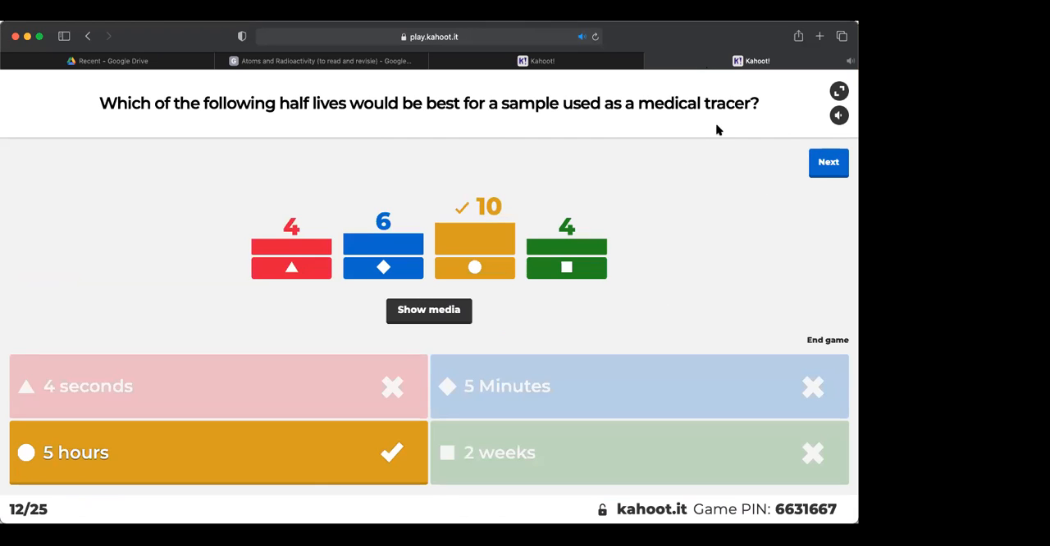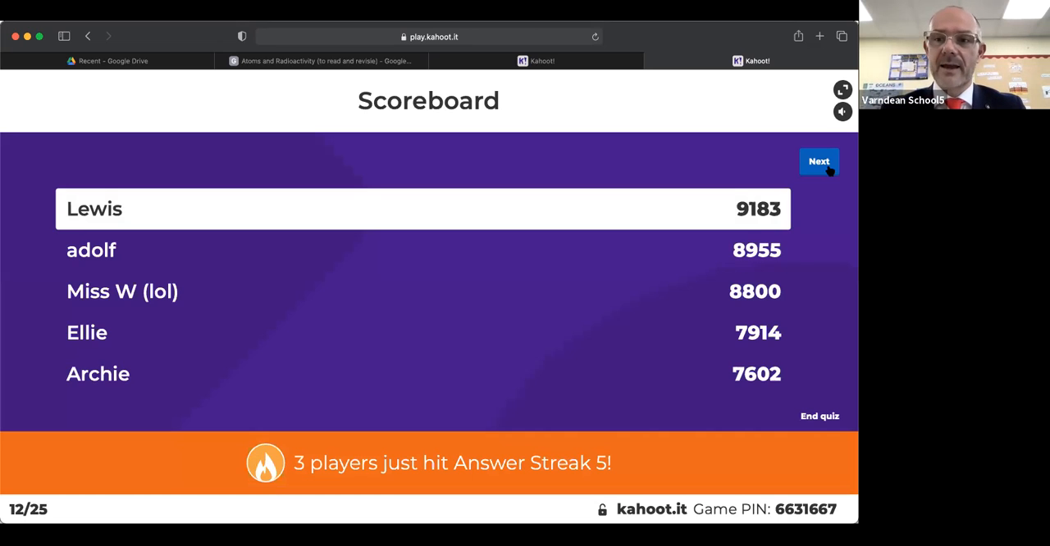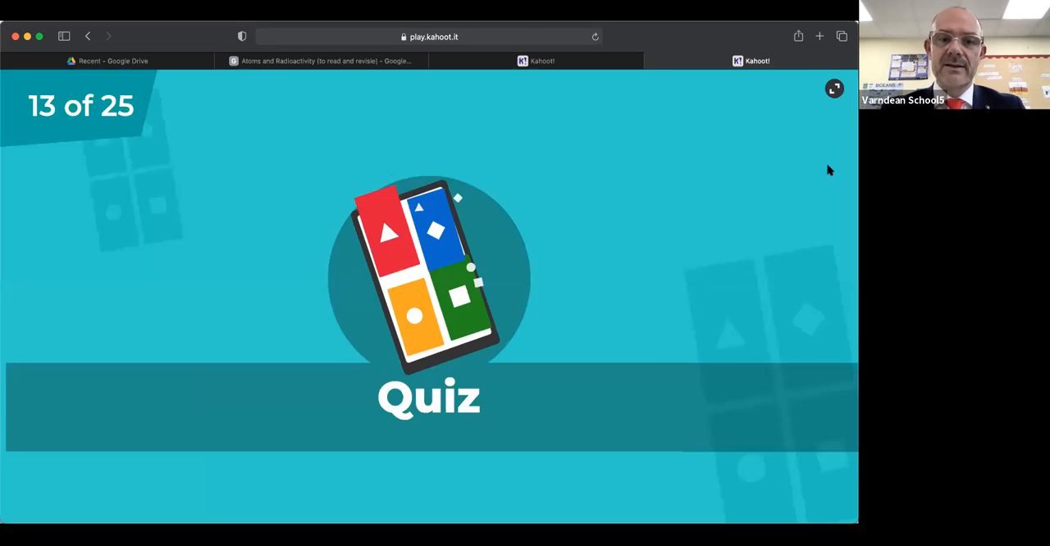Now, 5 hours. The reason we choose 5 hours, 4 seconds and 5 minutes are too quick. If you've ever gone to hospital for something, they don't see you 4 seconds or 5 minutes after you get there. However, if you go in and they give you a meal and say, right, we'll see you in an hour or two, if it hangs around for 5 hours, that's going to be brilliant. 2 weeks, that's risk of harm. We don't need it to stay for 2 weeks. So the answer is always going to be something that stays for hours for a medical tracer, always. Okay, there you go. We learned something extra as well I didn't have in my slides.